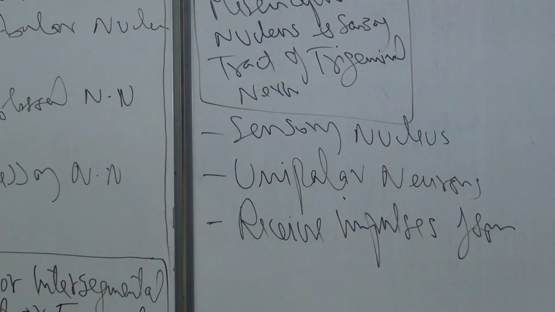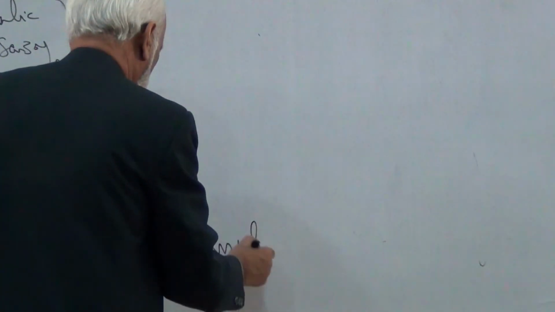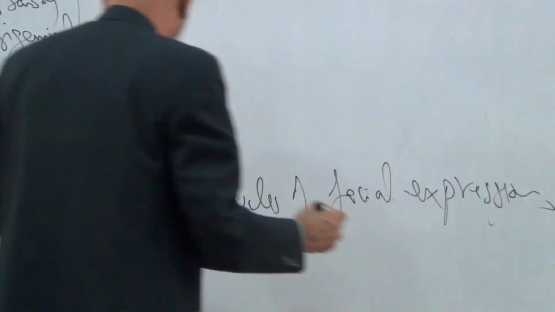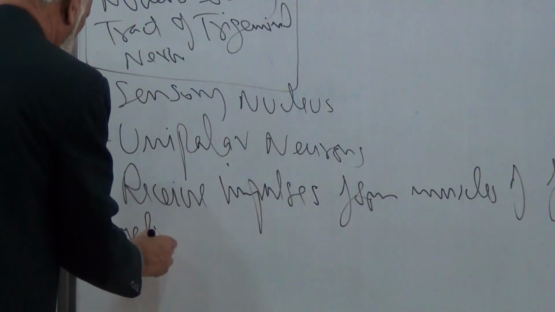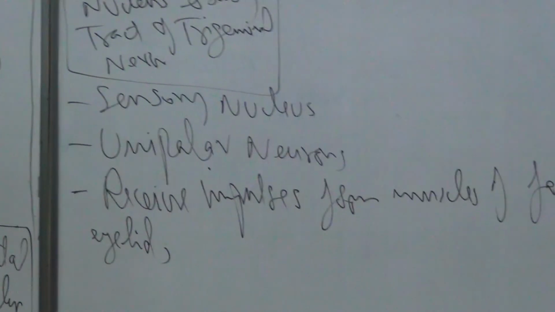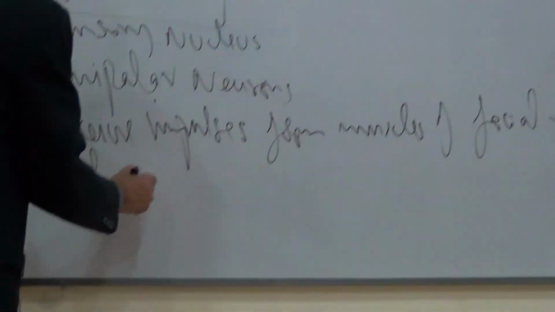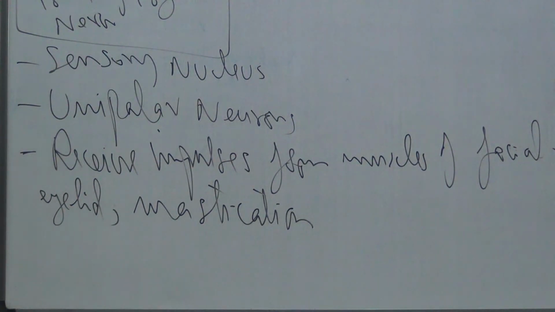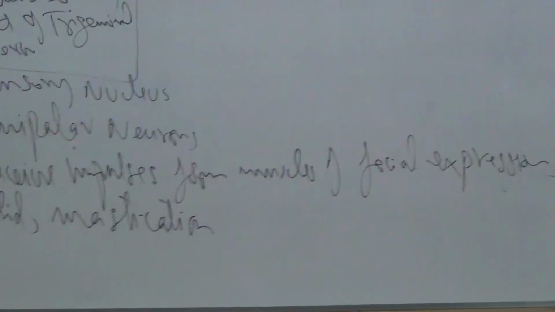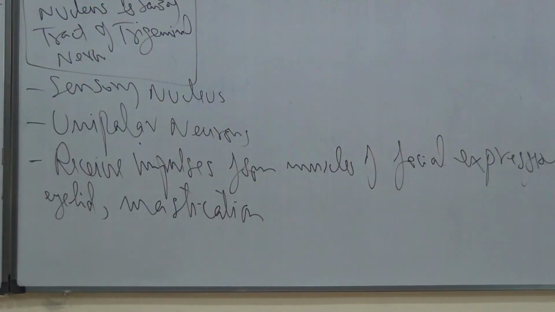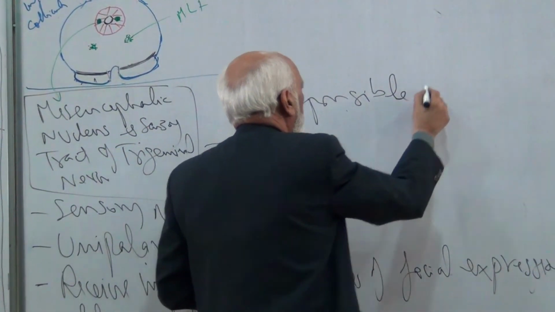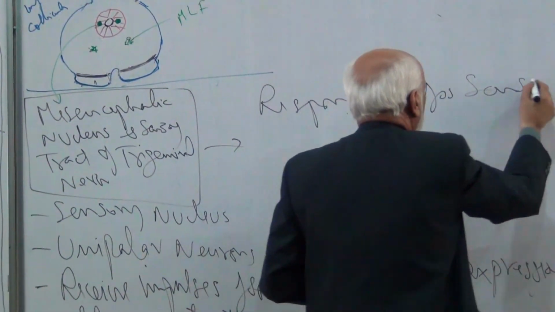Now this nucleus receives impulses from the muscles of facial expression, the muscles of the eyelids, and the muscles of mastication, that is, chewing. This nucleus receives sensation from these muscles and is responsible for sensory modalities.